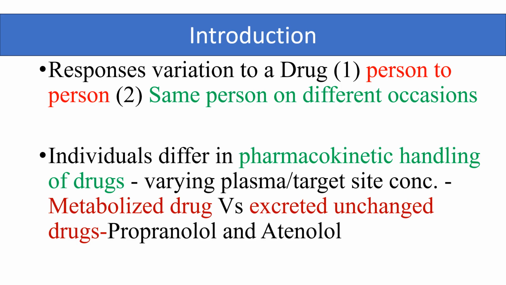Responses to a drug vary from person to person, and also when the same person takes medicine on different occasions, so the response may differ. Individuals differ in pharmacokinetic handling of drugs, like varying plasma or target site concentration, or metabolizing a drug versus excreting it unchanged. An example is propranolol and atenolol. Both are beta blockers, but their responses differ.